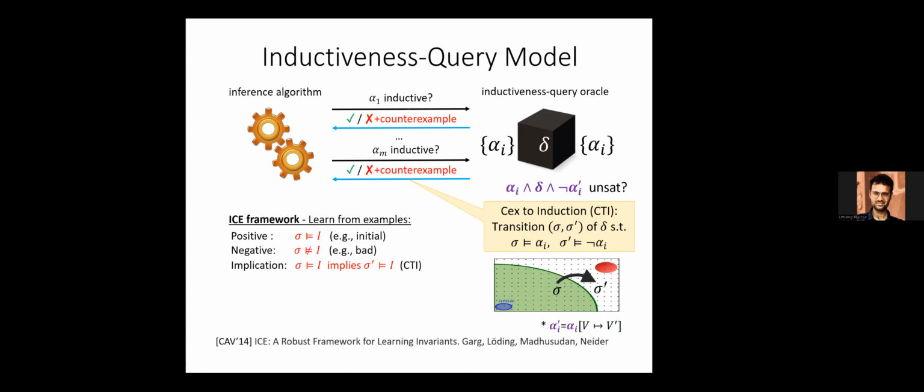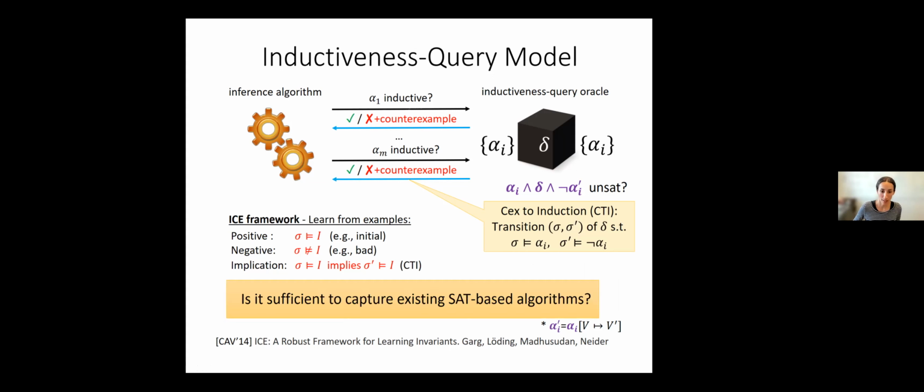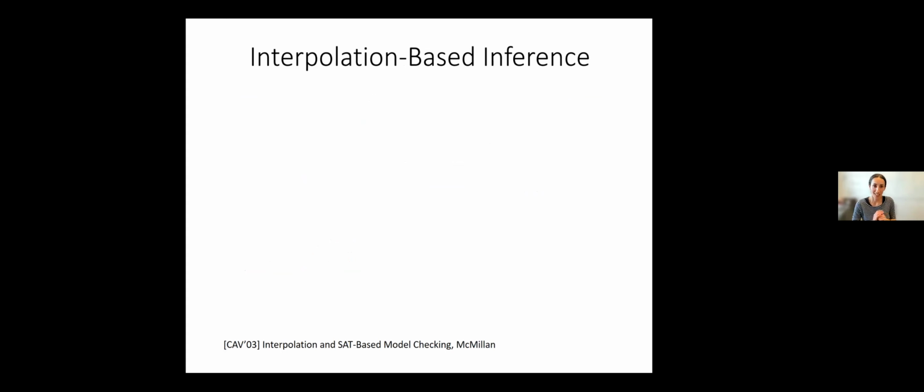Okay, so this was one model, and then we can ask ourselves: this is one possible model, is it sufficient to capture existing SAT-based algorithms that we are interested in? We see that it captured algorithms in the ICE framework, but what about other algorithms like interpolation and IC3 that we were really interested in? So let me now give some background about interpolation-based inference, because that's what I'm going to talk about most in the rest of the talk.